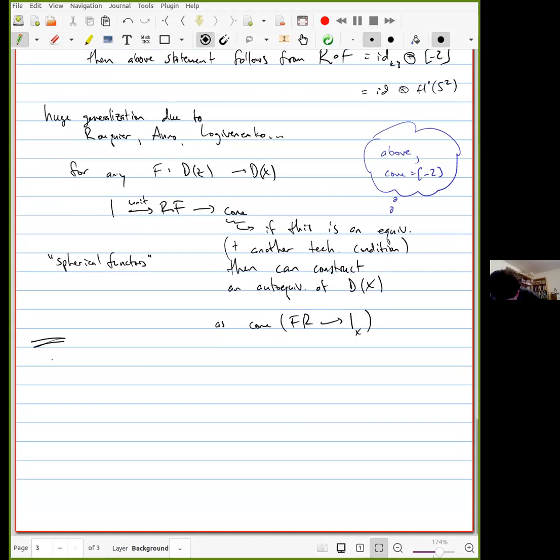So here's an observation. Maybe I'll say in 2010, I heard a talk by Timothy about these spherical functors. And I happened to have recently come across an example of one. And so I got excited about this subject. I noticed an example of a spherical functor.